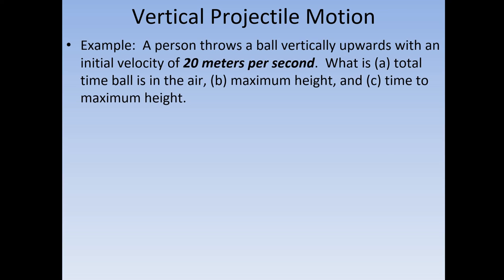So here's a good example. Let's say a person throws a ball vertically upwards with an initial velocity of 20 meters per second, and you're being asked these three things: the total time the ball is in the air, the maximum height, and the time to max height. Now we're going to want to take this bit by bit, and a lot of the information that we use in one of these parts may not carry over to the other part. So we're going to have to reset our entire writing down of the known pieces of information.